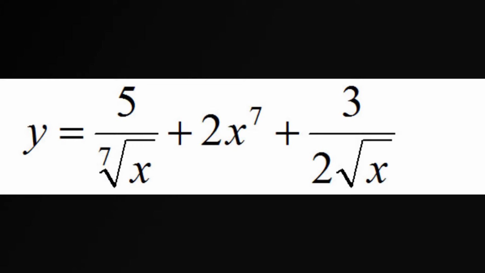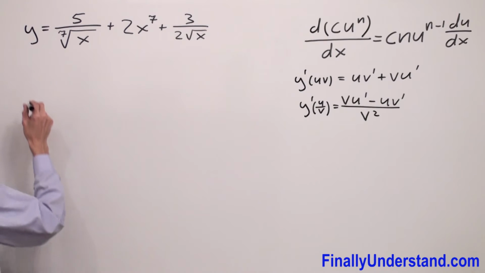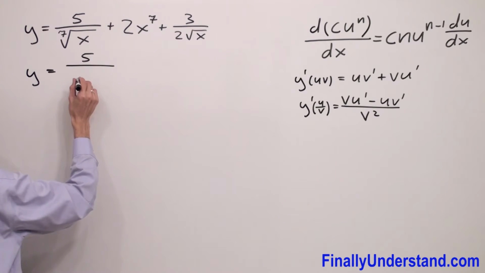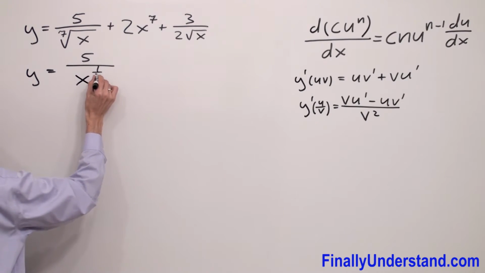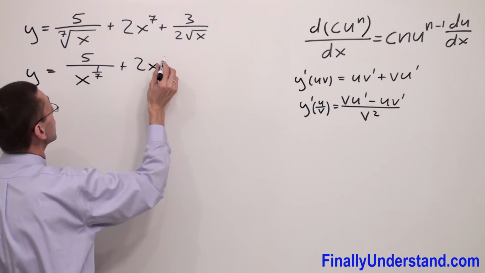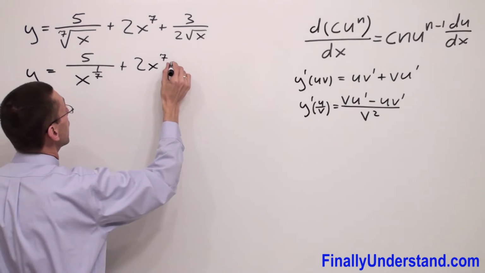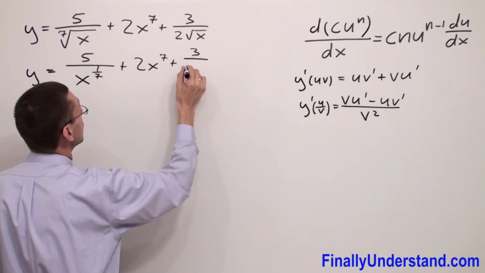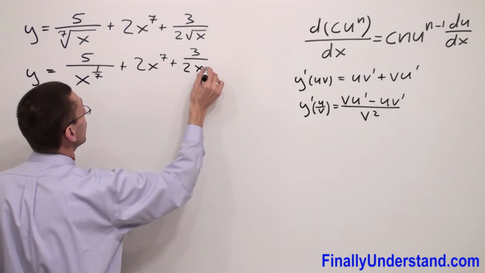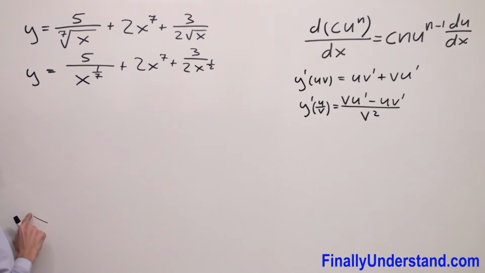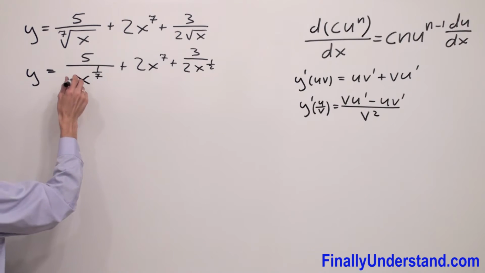Let's take a look at this example. Again, we're supposed to convert the radicals to the exponents. So I have y is equal to 5 over x to the power 1/7 plus 2x to the 7 plus 3 over 2x to the power 1/2. So next, we're supposed to convert the division to multiplication.